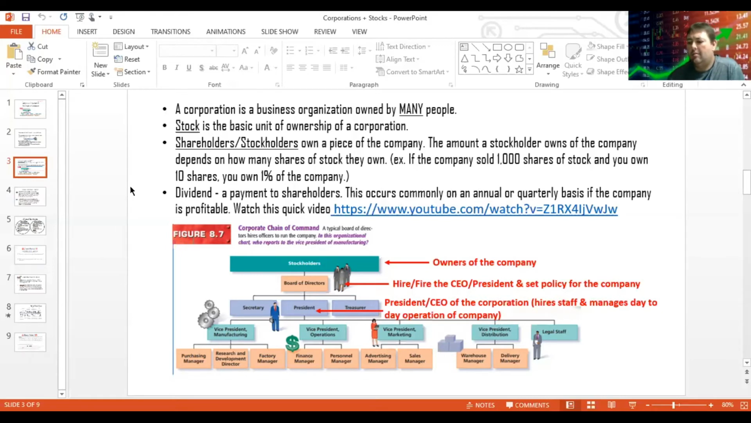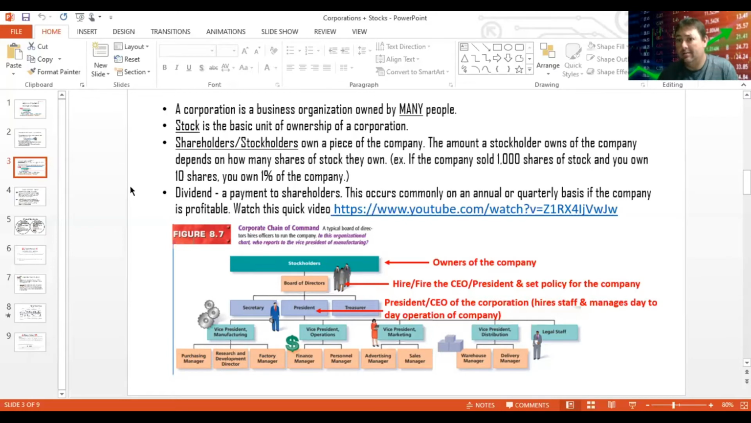So let's say a company pays out a dividend on an annual basis. That means every year the company reports how much money that they made, the profit that they made, and then they're going to turn around and send a portion of that money to their stockholders in what they call a dividend.